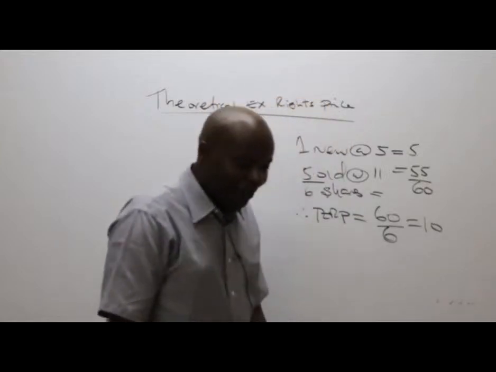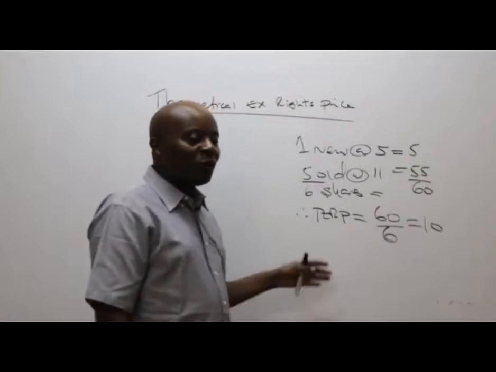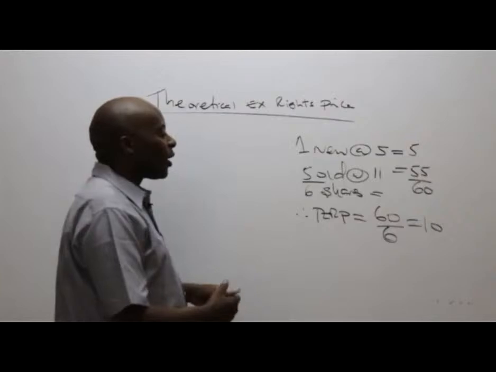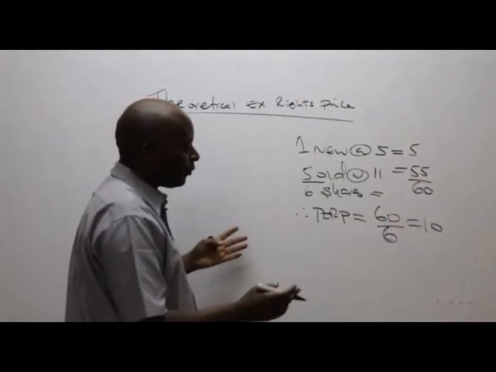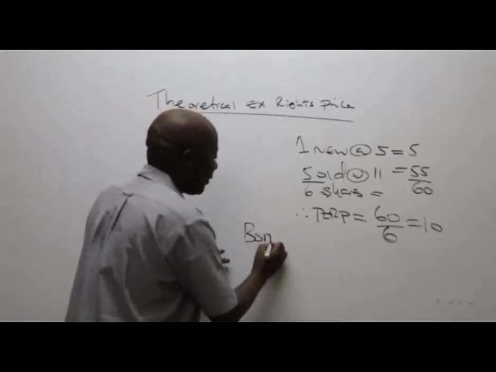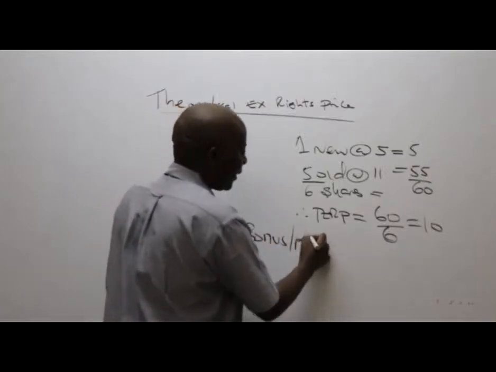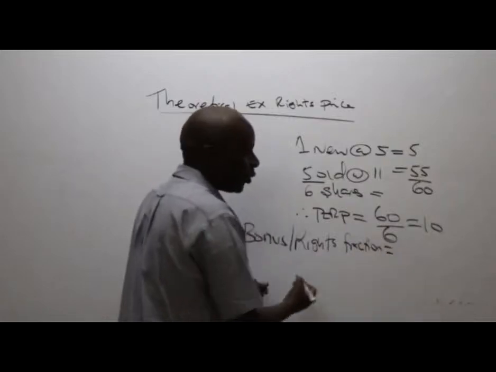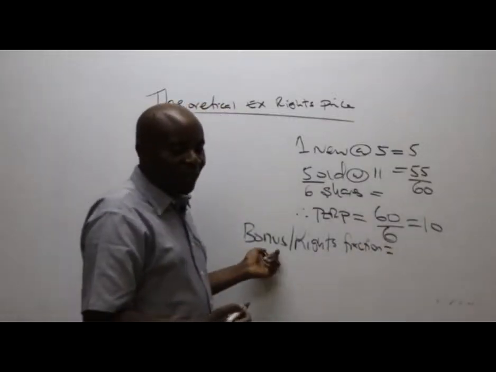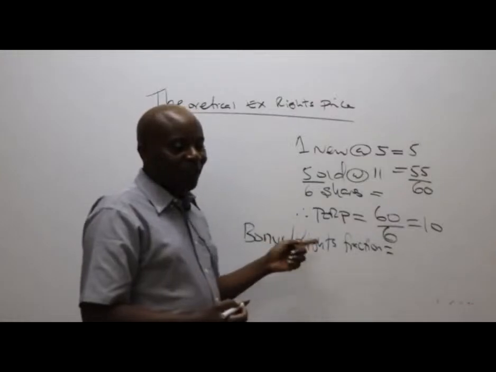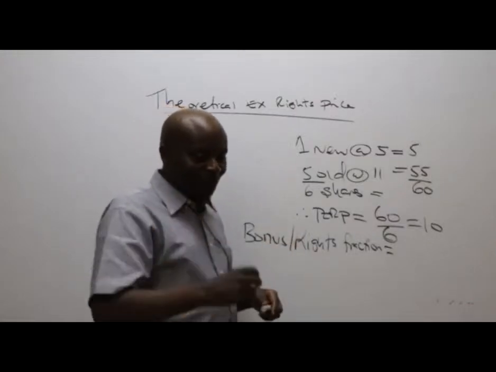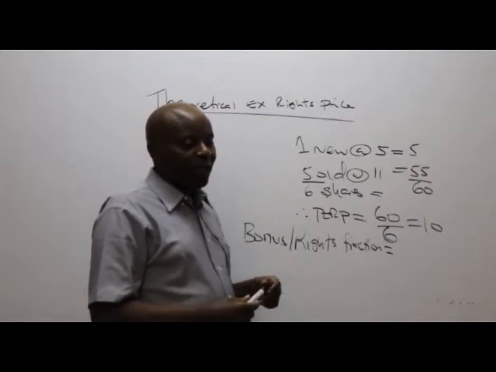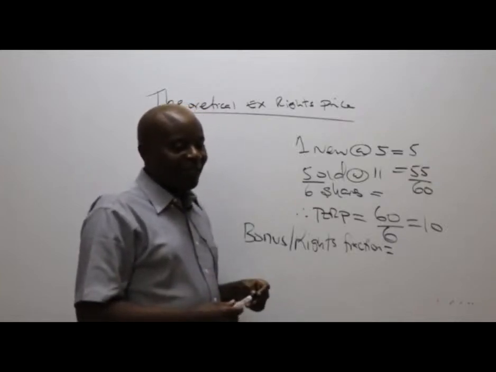And then, ladies and gentlemen, once you have given me this theoretical X-rights price, because I'm an expert in this thing, I know there is a very important fraction. This one we call the bonus, or even the rights fraction, that I'll be using in my one-nose calculation. Is there somebody who can remind us the formula for the bonus stroke rights fraction?